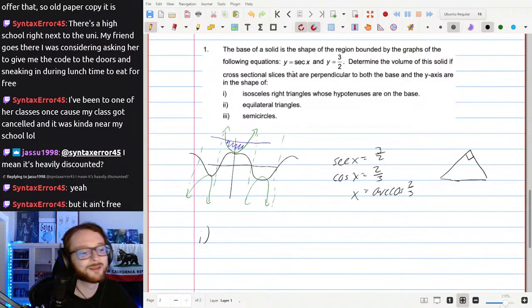Okay, so where I was having issues is that our triangles are changing depending on the y value. So we're going to set up an integral with respect to y, because the height we're at on the y determines the length of the hypotenuse. So if y equals secant x, then x equals arc secant y?